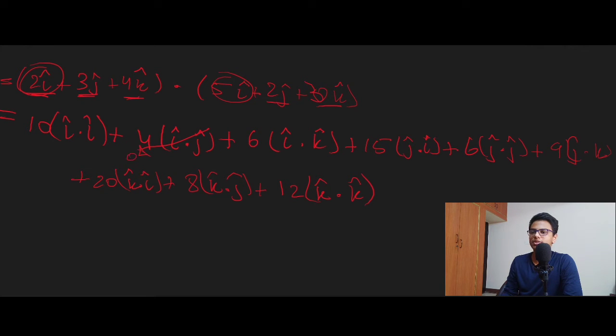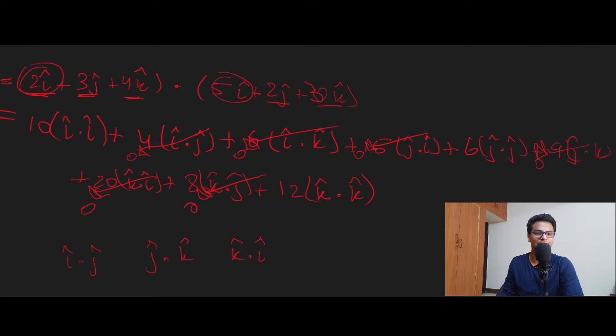This becomes 0. This becomes 0. This becomes 0. This becomes 0. This becomes 0. And this becomes 0. Why did they become 0? That's the question. Because in each one of these cases, wherever we are doing I cap dot j cap, or if we are doing j cap dot k cap, or if we are doing k cap dot I cap, right?